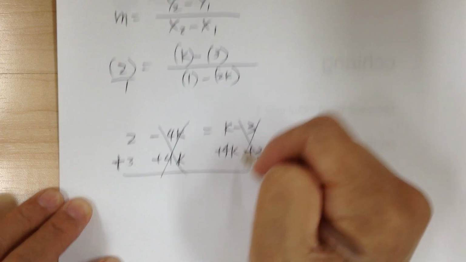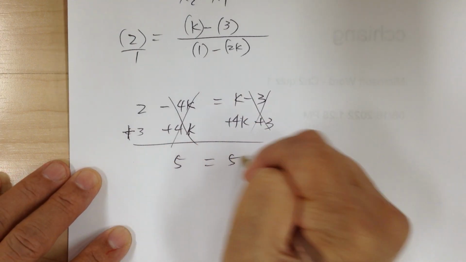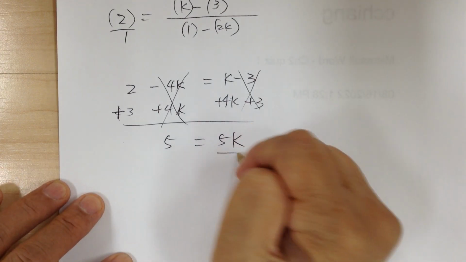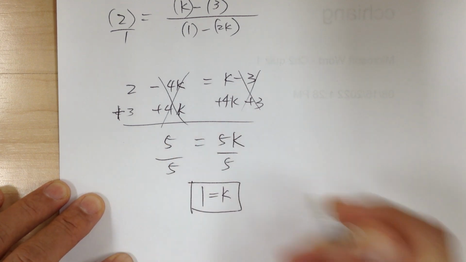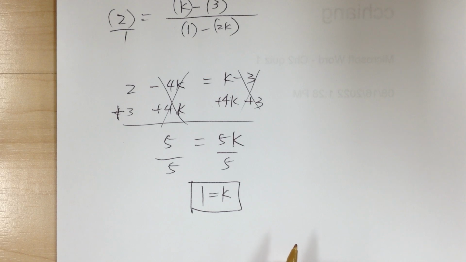So this will cancel out. So I got 5 equal to 5k. Divide by 5 on both sides. So I got k equal to 1. Okay. Okay, let's go to the next one.